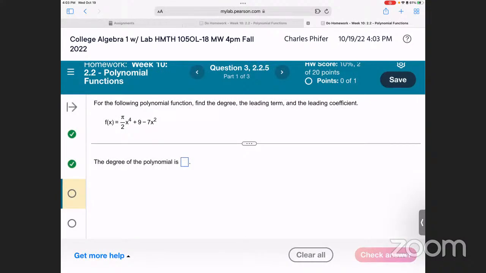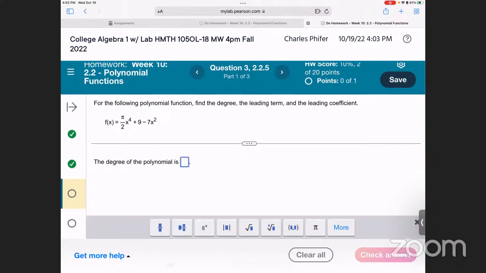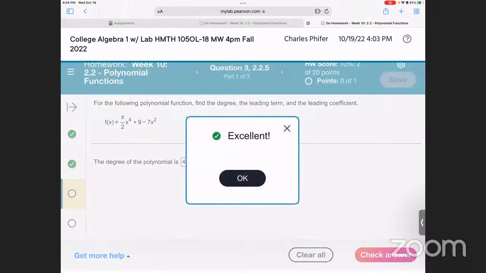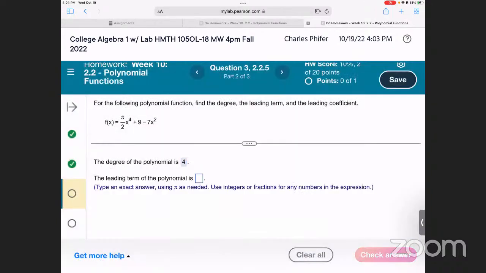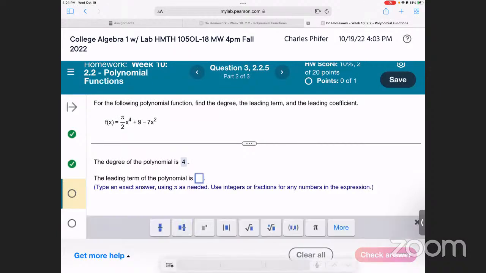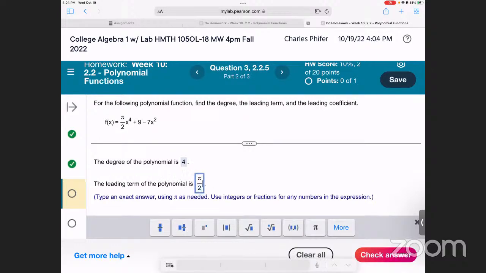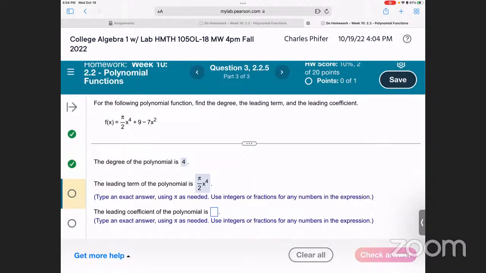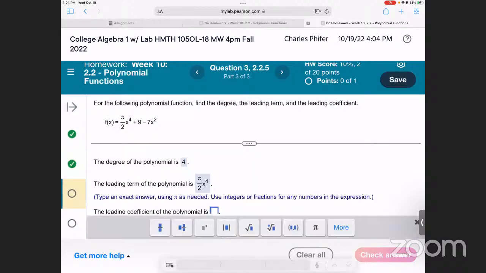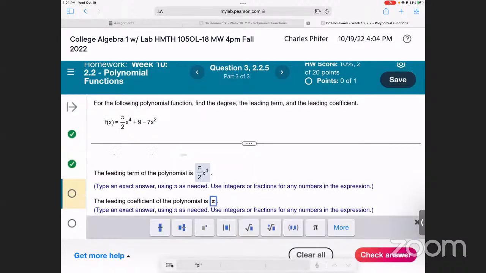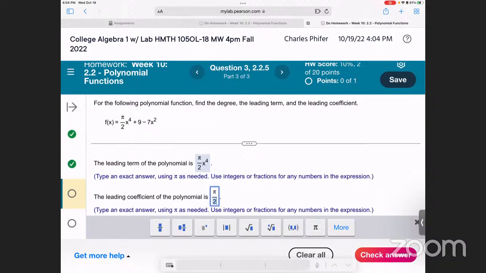The degree is the highest power. In this case, it's going to be 4. The leading term is the term with the highest power. So that's going to be pi over 2 x to the power of 4. Okay. And the leading coefficient is just pi over 2. Okay.